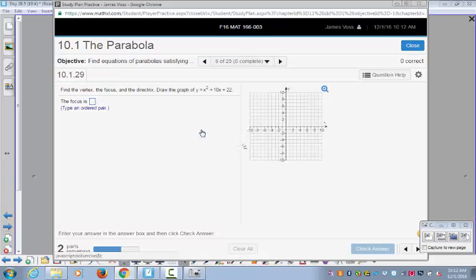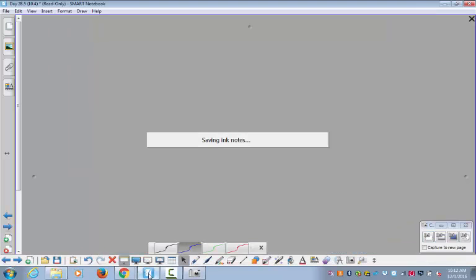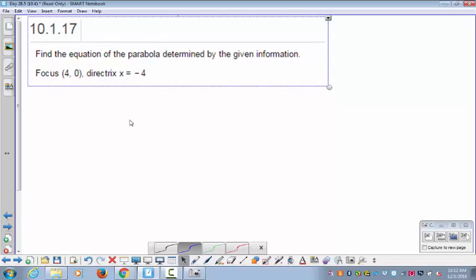Let's do one of these where we are given information and we want to figure out what the equation looks like. Okay, so we have some info. Let's figure out what the equation has to be. It's usually very helpful to draw a sketch to orient yourself, figure out how the directrix, the focus, and the vertex are all related to each other.